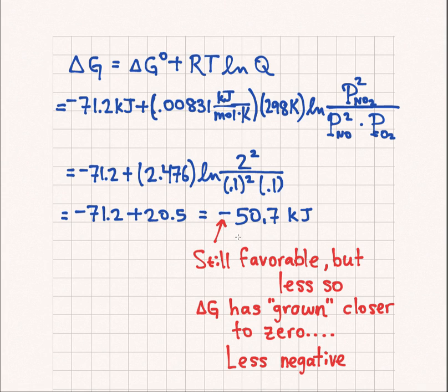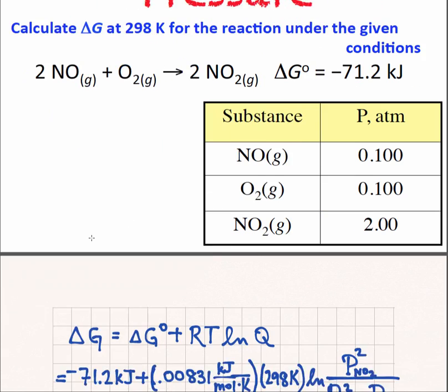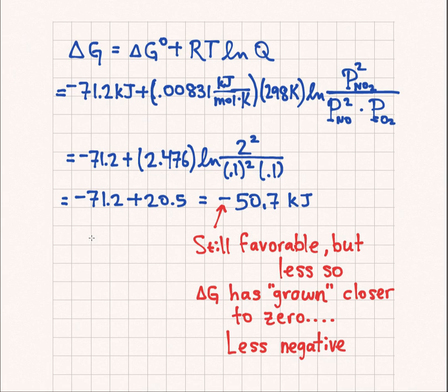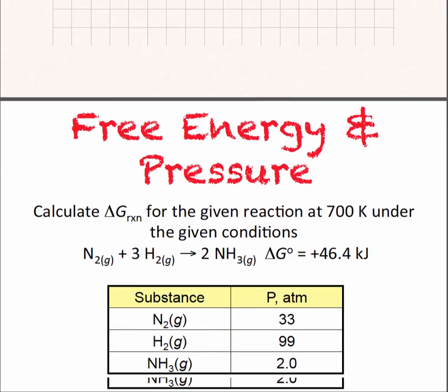forward direction. But I suppose it's still negative 50, so at least to some degree it still wants to go forward, even though I have a whole bunch more in terms of pressure of the NO2 than the NO and the O2, because that is such a large negative free energy change, standard free energy change. Free energy change during a reaction depends on the standard free energy change, and also something about the pressures, if the pressures of gases are not 1 atmosphere.